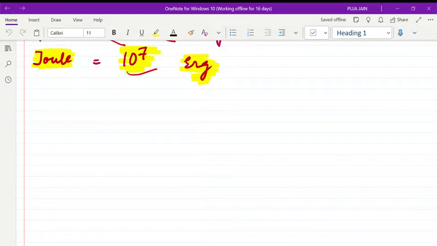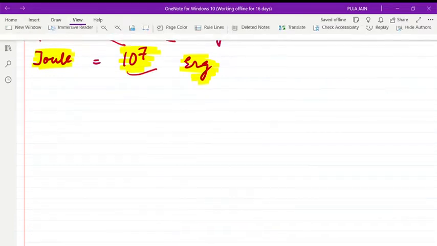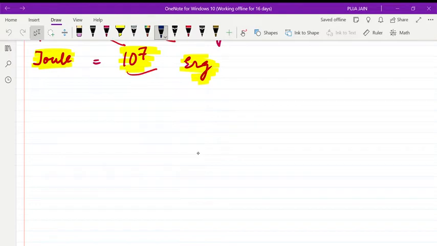So in our previous lecture we studied about work, and in today's lecture we will study about energy and power, and also we will do some sums related to work, energy and power. So first, today's topic, that is energy. Okay.